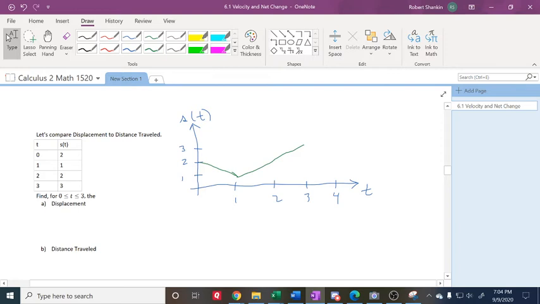So I want you to work on this, first of all, individually. So give it a minute or so working on it by yourself. And then when I give you the go-ahead, I want you to enter your answers for displacement and distance traveled into your group chat. And then I want you to discuss that and see if you can come to consensus on what the displacement and the distance traveled is in this case.